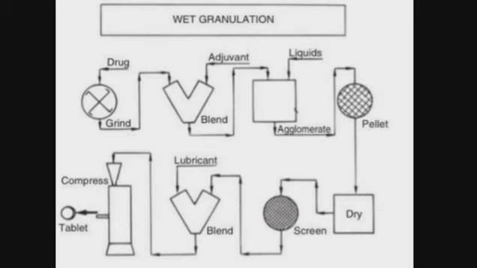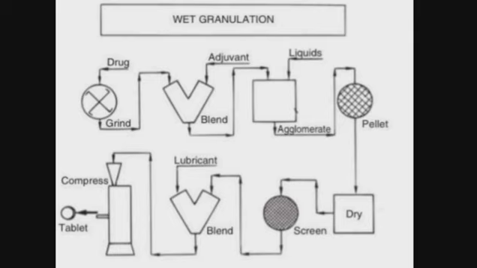How does the process of wet granulation work? Let's see. The drug is first ground. After grinding, the next step is blending. While blending, an adjuvant is added. After blending, the next step is agglomeration. While doing agglomeration, liquids are added. After agglomeration, the next step is pelletization, in which the pellets are formed.